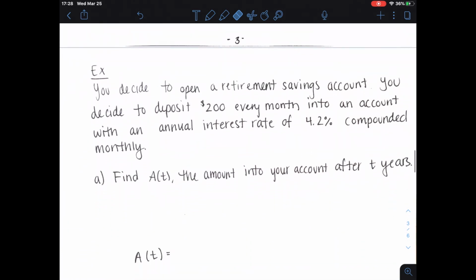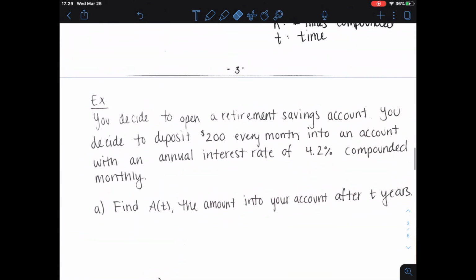So let's assume you're going to open a retirement savings account. You're going to deposit $200 every month, and it's got an interest rate of 4.2% that's compounded monthly. So we want to see what is the amount in our account after 2 years. So we're given a bunch of information. The monthly deposit we're making is $200. The rate is 4.2%, which is 0.042, and it's compounded monthly, so N is equal to 12.